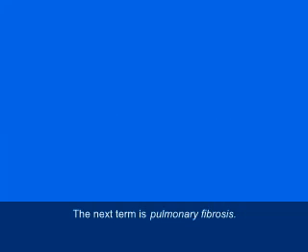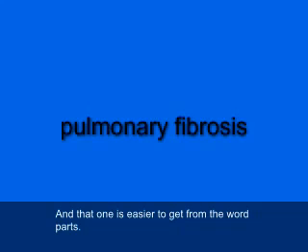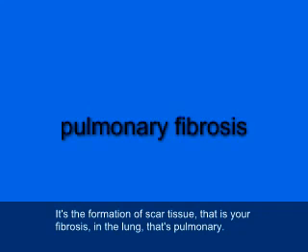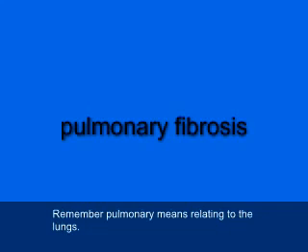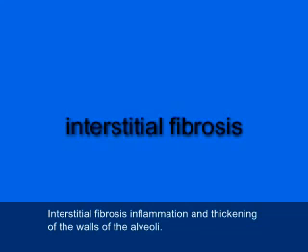The next term is pulmonary fibrosis. And that one's easier to get from the word parts. It's the formation of scar tissue, that's your fibrosis, in the lung, that's pulmonary. Remember, pulmonary means relating to the lungs. So pulmonary fibrosis, scar tissue in the lung, interstitial fibrosis, inflammation and thickening of the walls of the alveoli.